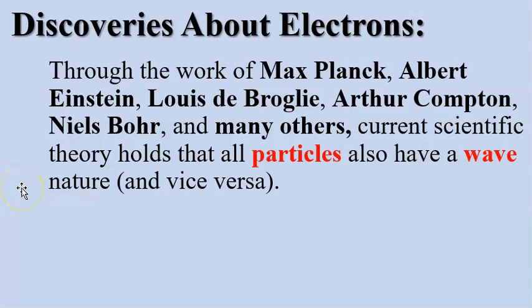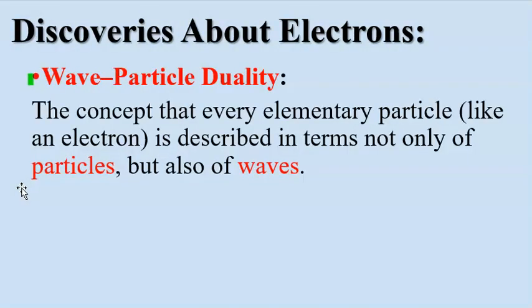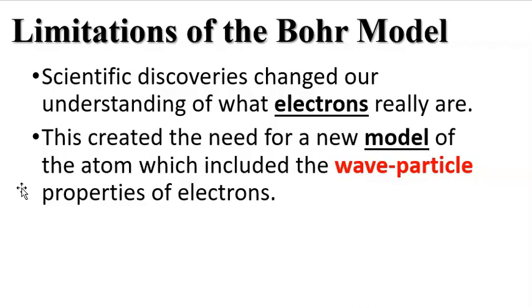So through the work of Max Planck, Albert Einstein, Louis de Broglie, Arthur Compton, Niels Bohr, and many others, current scientific theory holds that all particles also have a wave nature, and vice versa. This was proved through wave-particle duality, which is the concept that every elementary particle, like an electron, is described in terms of not only particles, but also of waves. The limitations of the Bohr model, which we previously learned, is that science changed our understanding of what electrons really are. This created the need for a new model of the atom, which included the wave-particle properties of electrons.